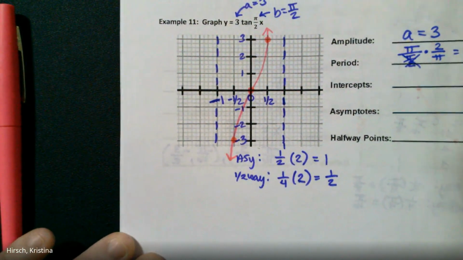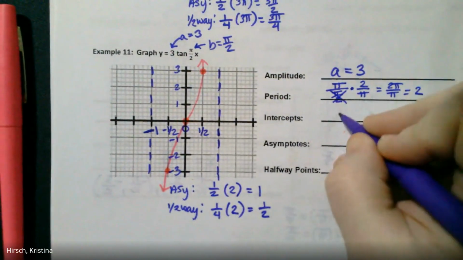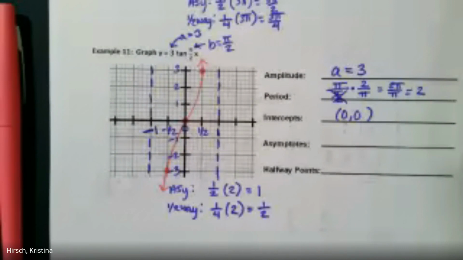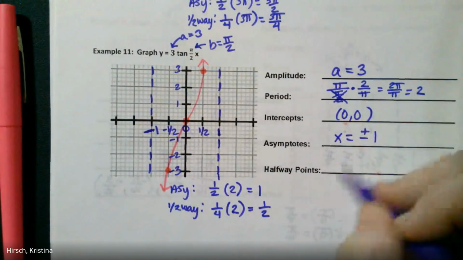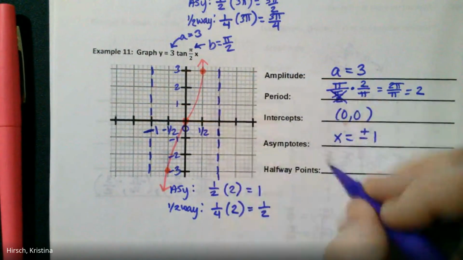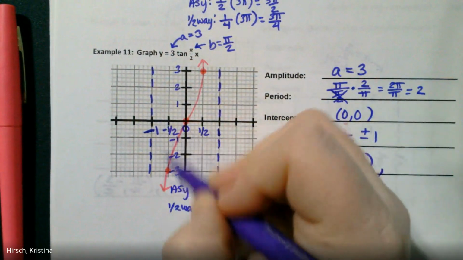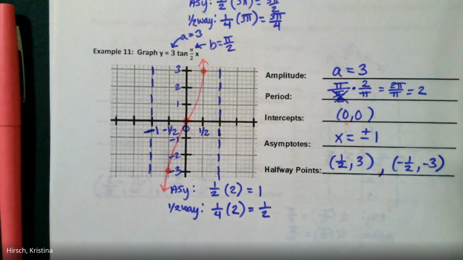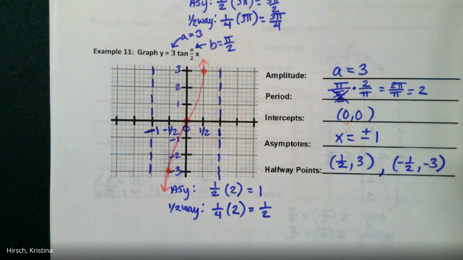All right, so my intercept, the only intercept that I have is 0, 0 again. We'll get to that after a while. My asymptotes are at x equals plus and minus 1. And my halfway points, I had 1/2, 3, and -1/2, -3. Okay. So hopefully you got some of that correct. If not all of it, that would be even better. But just want to make sure that you are practicing.